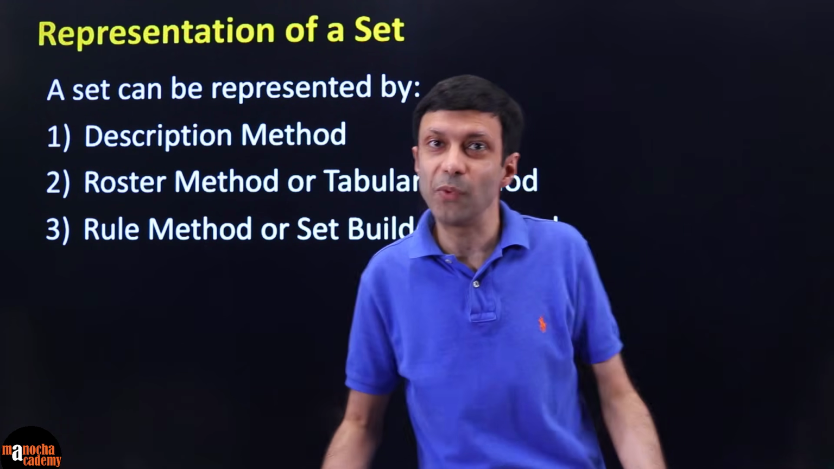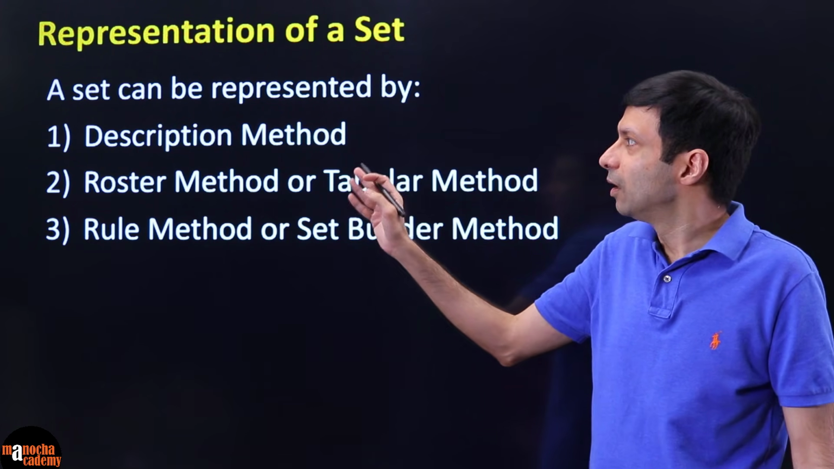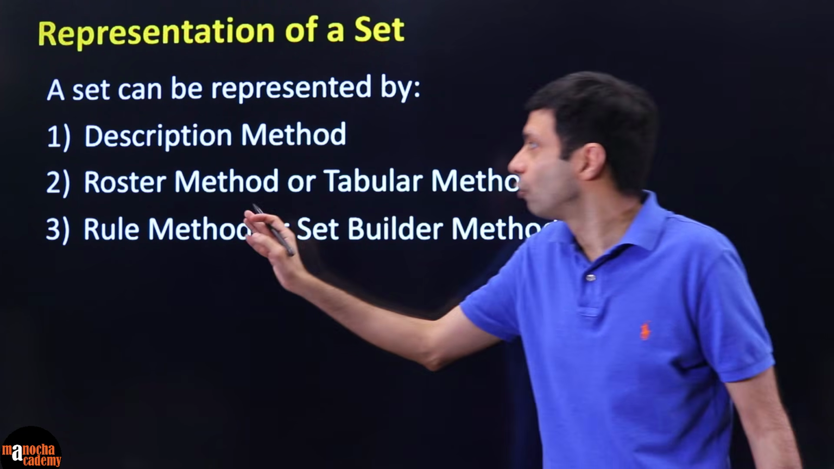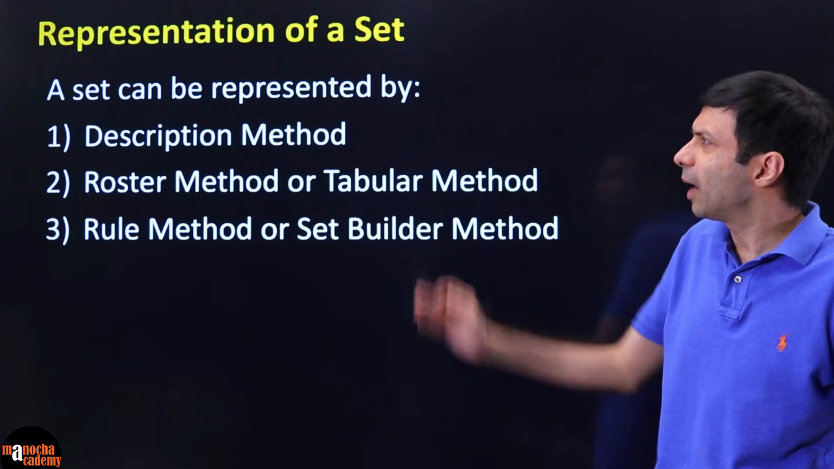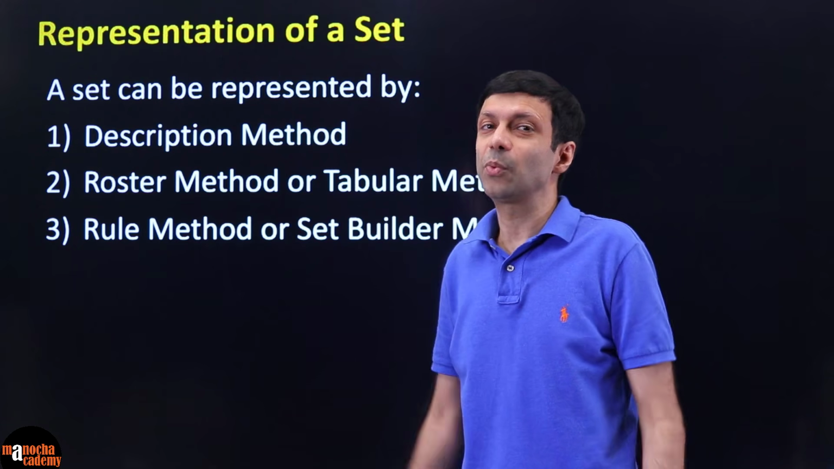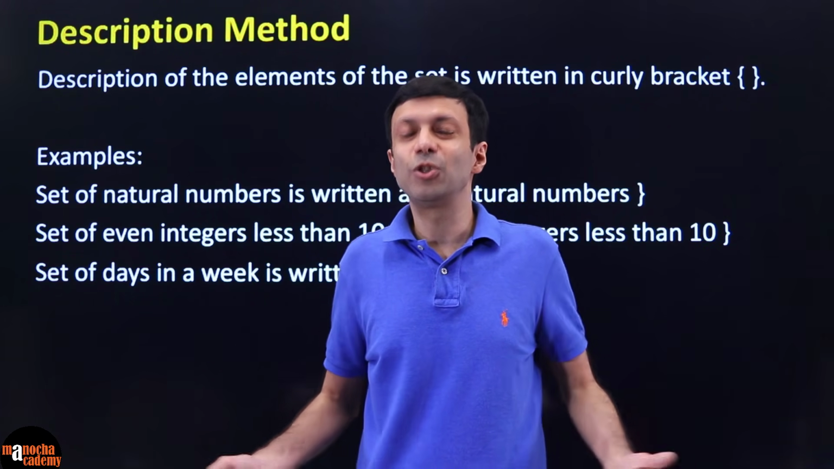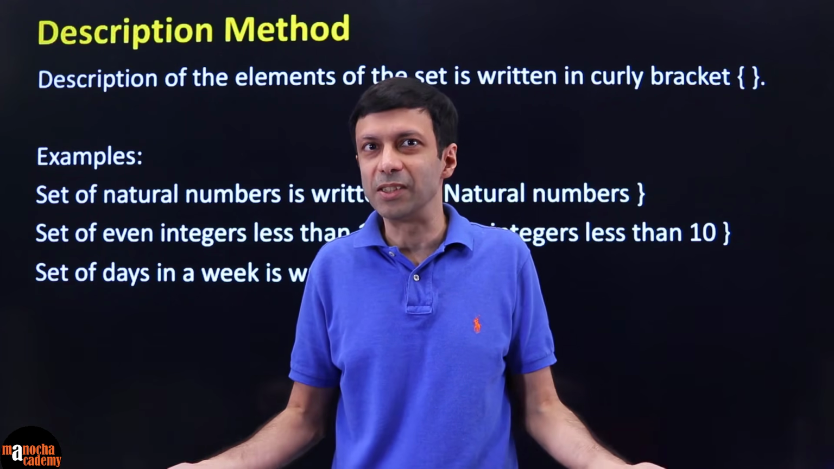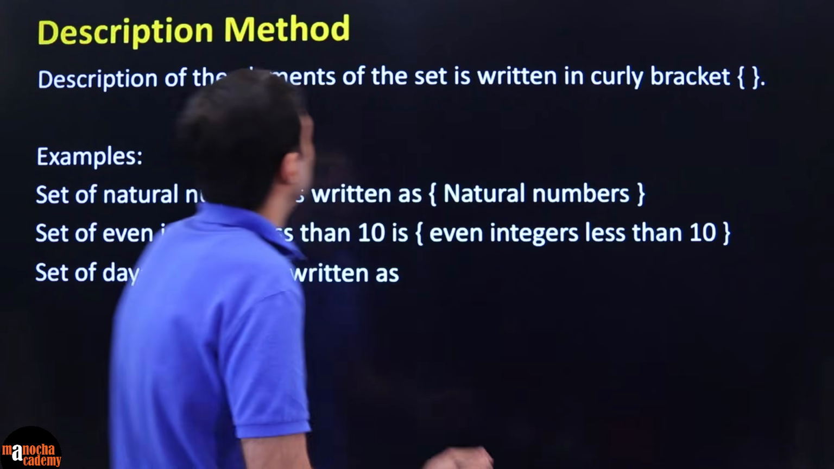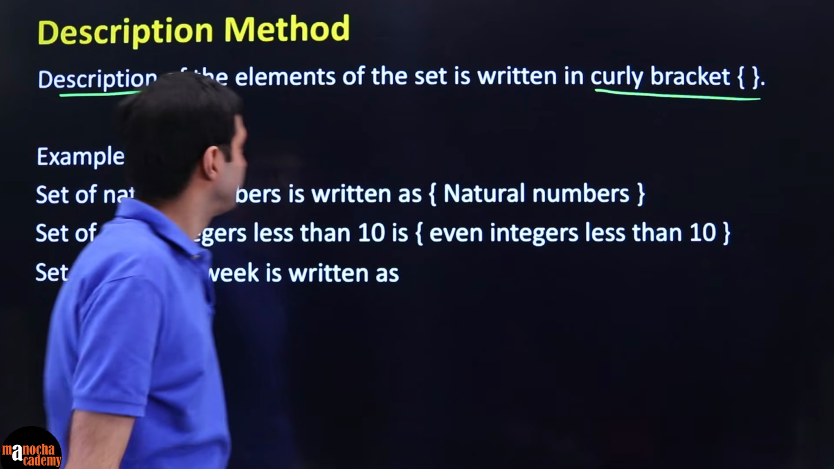Well, there is more than one way that you can represent sets. Sets can be represented by using a description method, a roster method or tabular method, which we have been doing till now. And there is also a rule method or set builder method. So I'm going to explain all these 3 kinds of methods with some very simple examples. Let's start with the description method first. Description method is very easy. You just write the description of the set within curly braces. What is description? Describing the set in a simple sentence. So remember, you just write the description within your curly brackets.